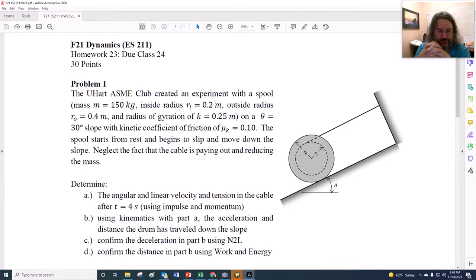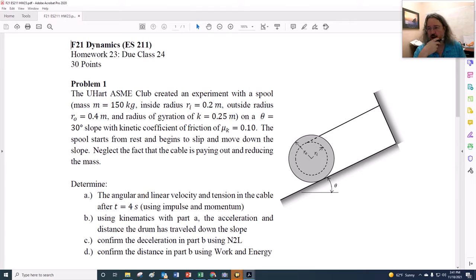The spool starts from rest and then begins to slip, and it starts to move down the slope. We want to neglect the fact that the cable is paying out and reducing the mass. The cable's wrapped around there. We want to find the angular velocity, the linear velocity, and the tension in the cable after 4 seconds, and we want to use impulse momentum for that.